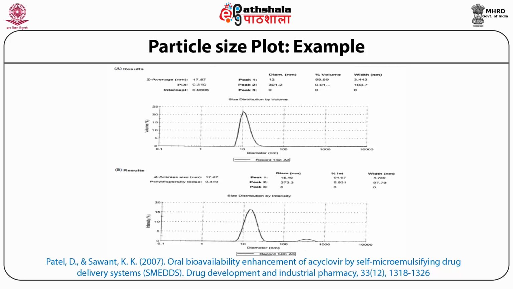Now these are 2 images from the Zetasizer. In one image we have a sharp peak, and this peak constitutes a good microemulsion because PDI is approximately 0.310, whereas in the second image you can see 2 peaks which originated. Therefore, such types of systems are not considered good microemulsions.